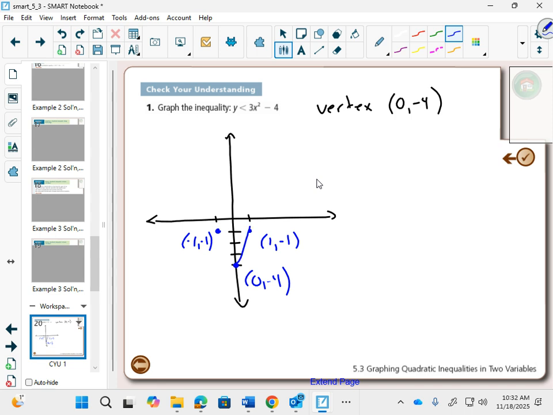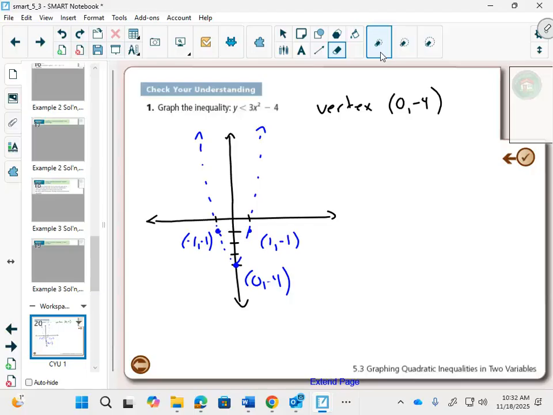Oh, I did what I always do. It's supposed to be a dotted line. I have to take out my eraser for just a minute. Here we go. Perfect. Fixed it up. It's a dotted line because it's just less than.